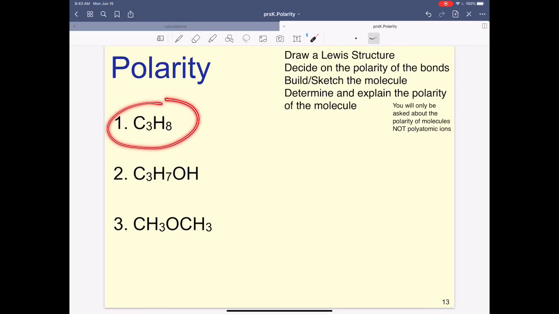Propane requires nothing special for us to look at because all of the bonds will be carbon-hydrogen or carbon-carbon bonds, and that will only result in a nonpolar molecule. Certainly we'll end up with polarity when we have an oxygen bond in the molecule. Let's look at the Lewis structures.